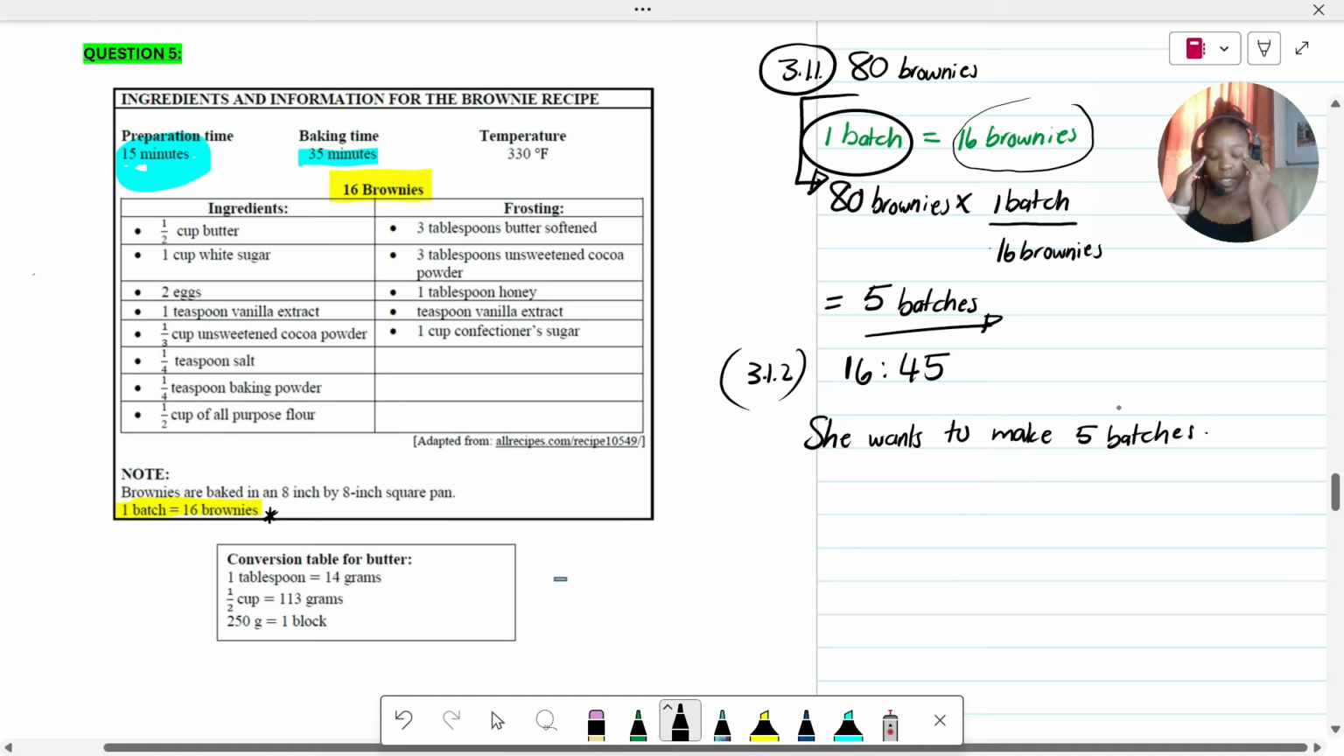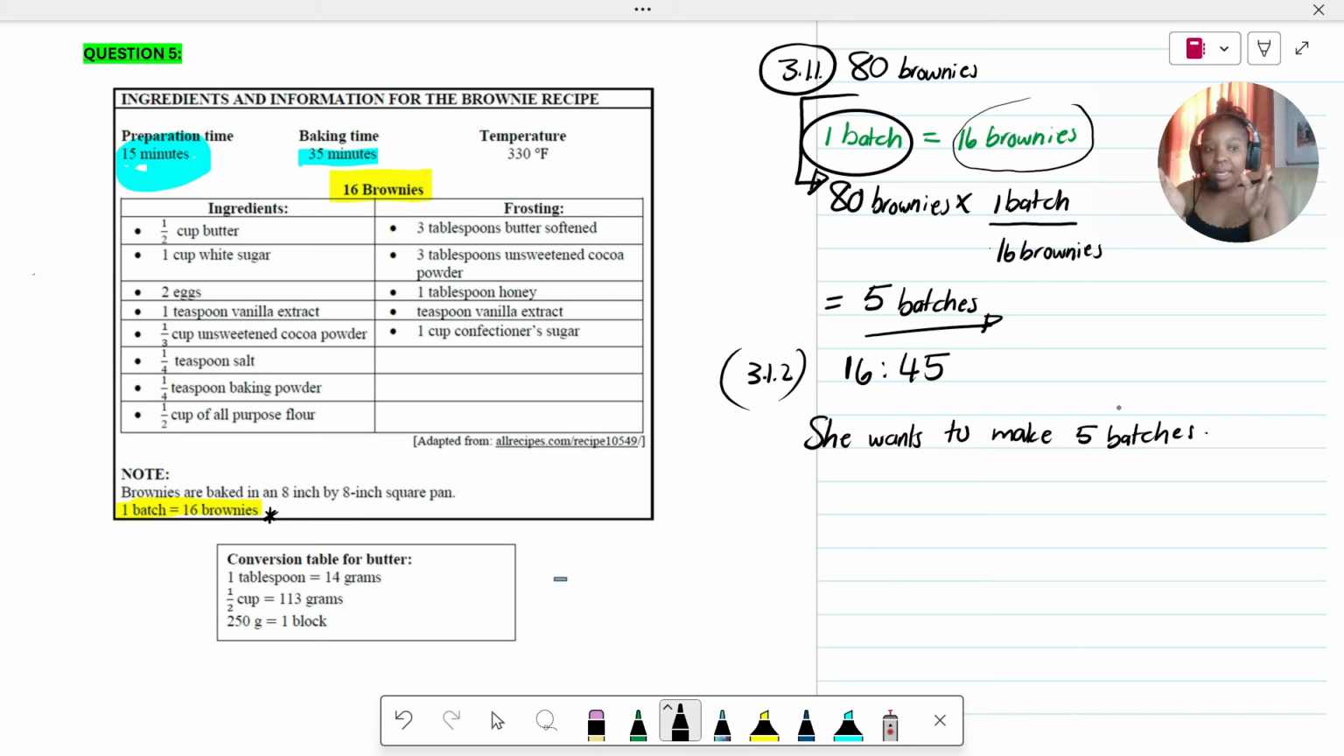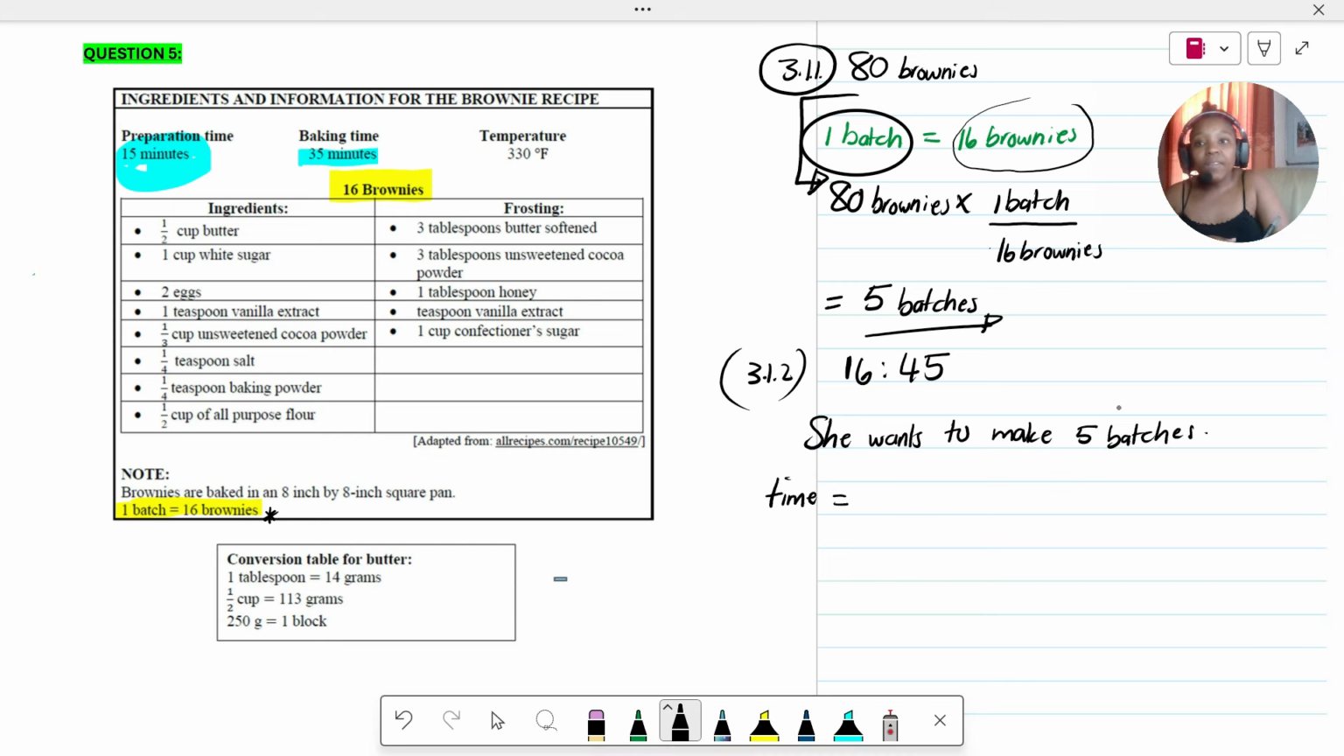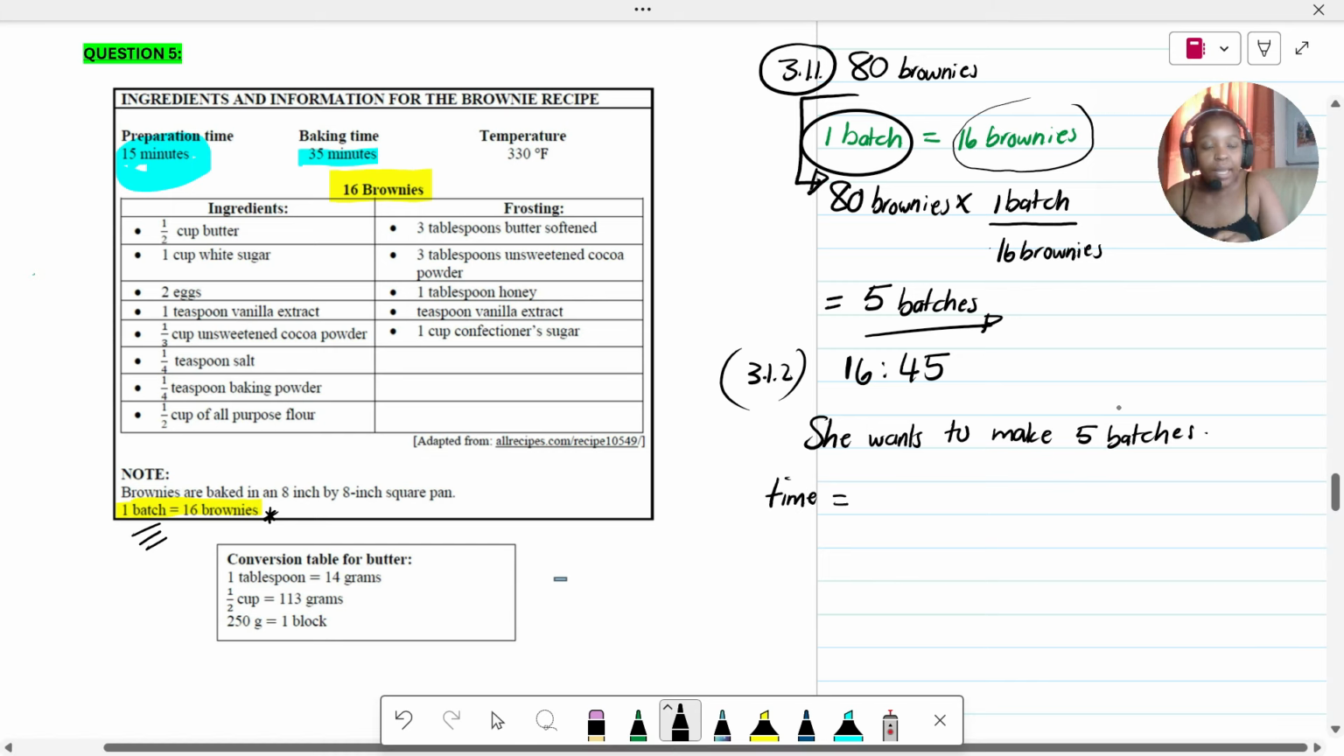So now we need to figure out how long it will take her to make these 5 batches of brownies. So we need to figure out the time that it will take for her to make the 5 batches of brownies. Okay, so we're given information here. We're told that to create 1 batch takes 15 minutes baking time and 15 minutes preparation time.